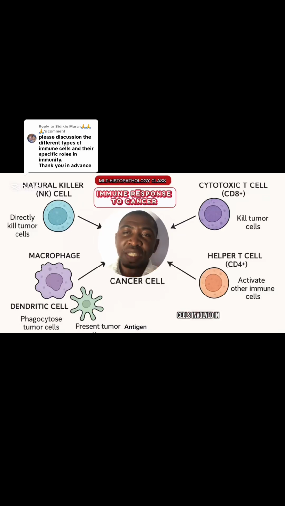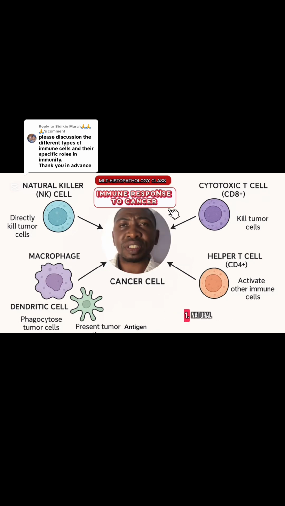Cells involved in anti-cancer response. Several immune cells respond to cancer or tumor cells, forming the immune surveillance system that detects and destroys abnormal or transformed cells before they form tumors.